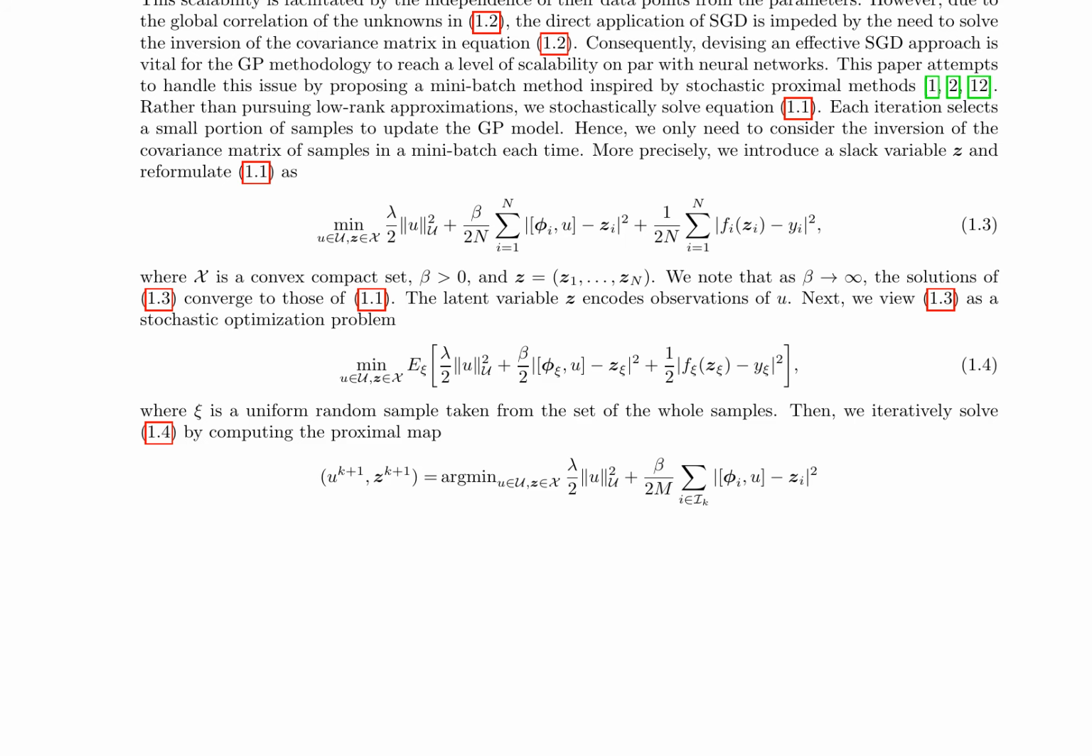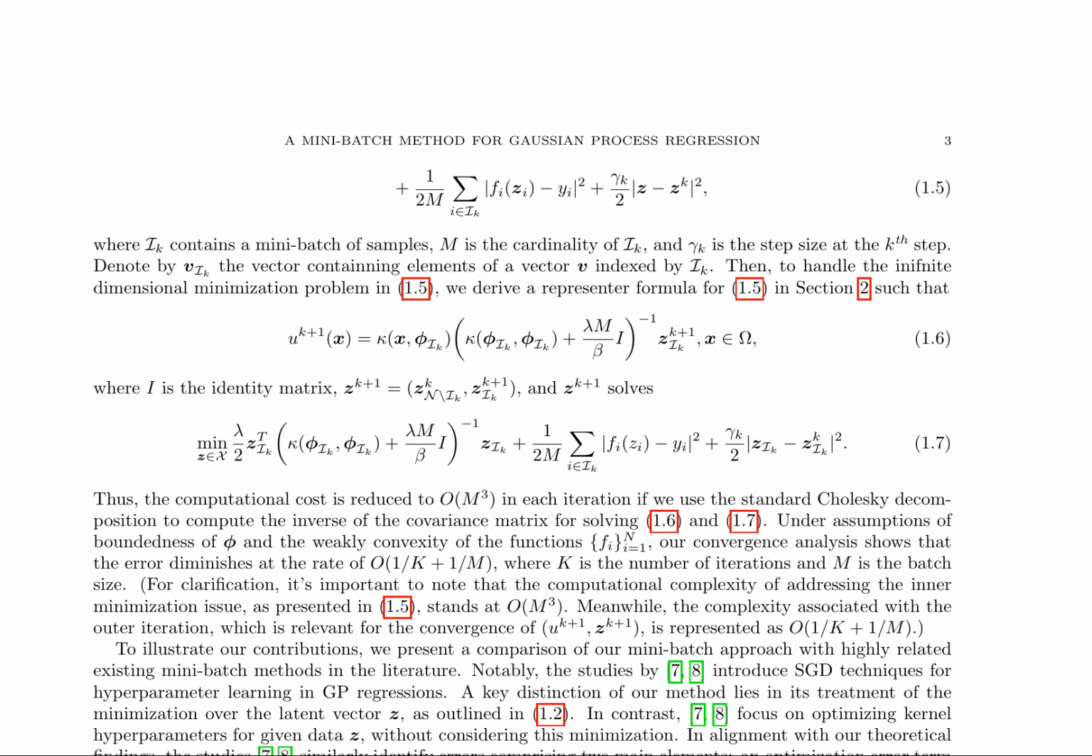The authors propose a mini-batch method for Gaussian process regression, tackling the infinite-dimensional minimization problem in equation 1.5. They derive a representer formula, equation 1.6, reducing computational cost to m cubed per iteration, using the standard Cholesky decomposition. Under assumptions of boundedness of phi and weak convexity of the functions phi_i, the error diminishes at the rate of 1/(k+1)m, where k is the number of iterations and m is the batch size.